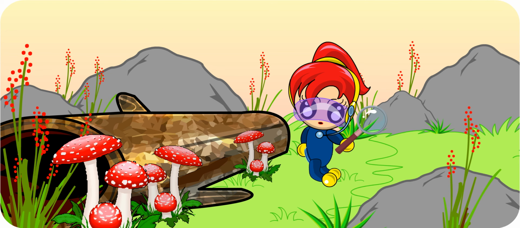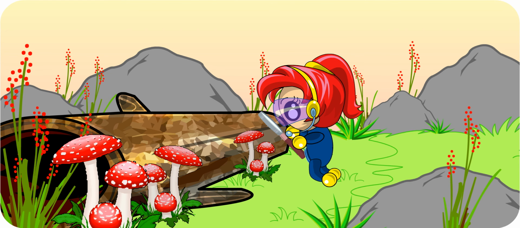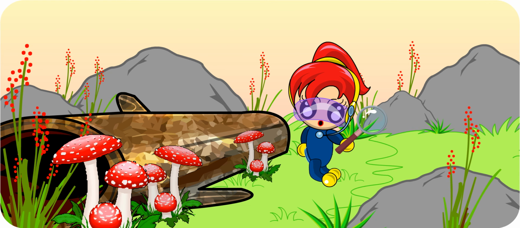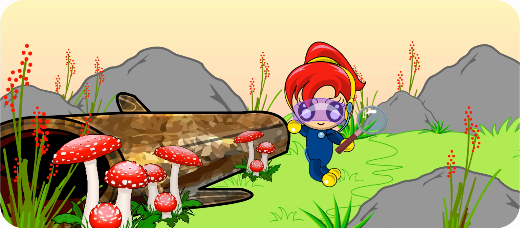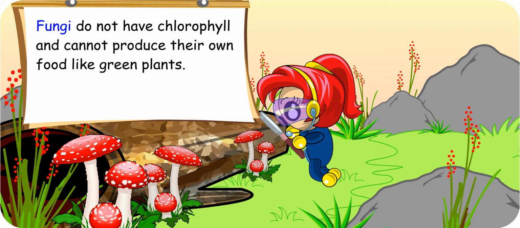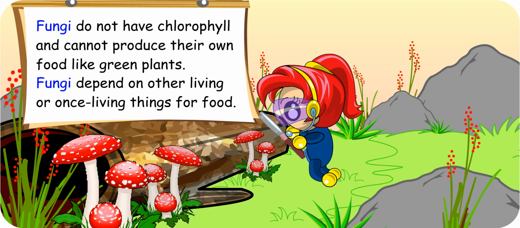Look at those beautiful plants, teacher. Those are not plants, Turbo Girl. They are fungi. Teacher, how can we differentiate between plants and fungi? First, tell me what fungi are. Fungi do not have chlorophyll and cannot produce their own food like green plants. That's right, Turbo Girl. Fungi depend on other living or once living things for food.